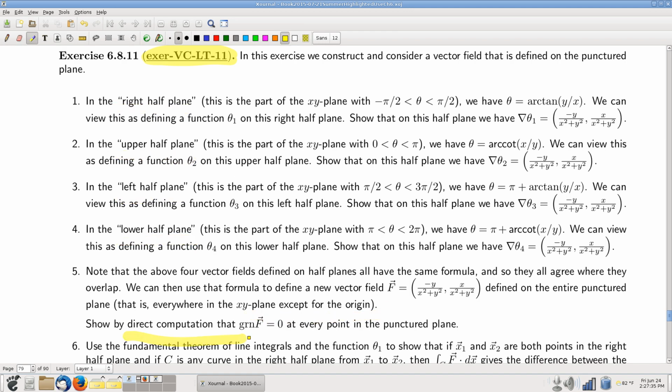All right. Direct computation, Green's operator is 0. You're okay with that one? Okay. So it's just a matter of taking this vector field. There's your Q, there's your P, dq dx minus dp dy. All right, we're halfway done.